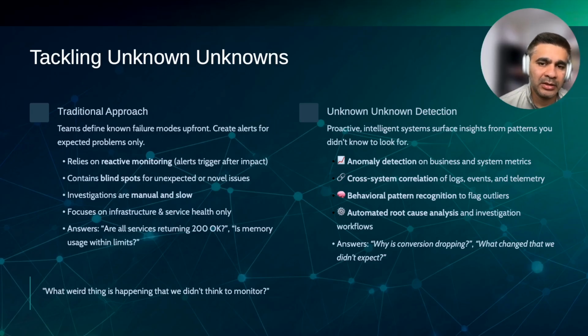Cross system correlation of logs, events, and telemetry will help you understand how issues in one system might be causing problems in another. Behavioral pattern recognition flags outliers, like detecting when customer behavior changes in ways that might indicate there is some problem for which reason the customers are changing their behaviors. And we should also look at how to automate root cause analysis with investigating workflows, systems that can trace problems back to their source automatically.